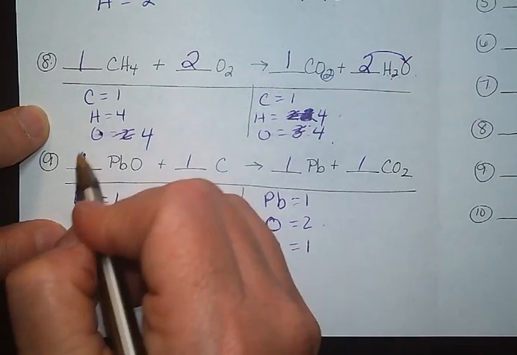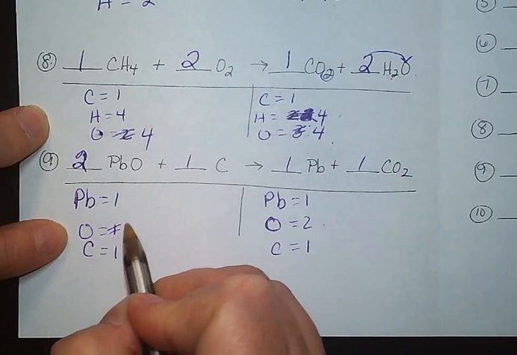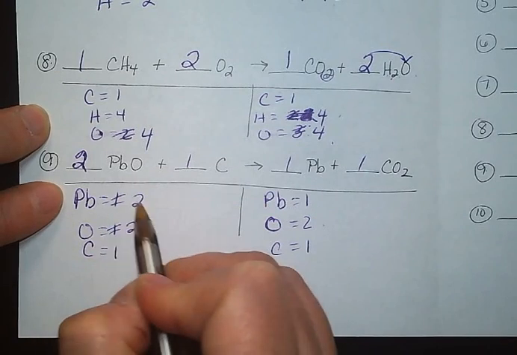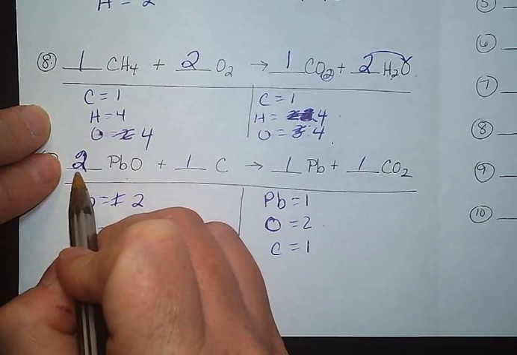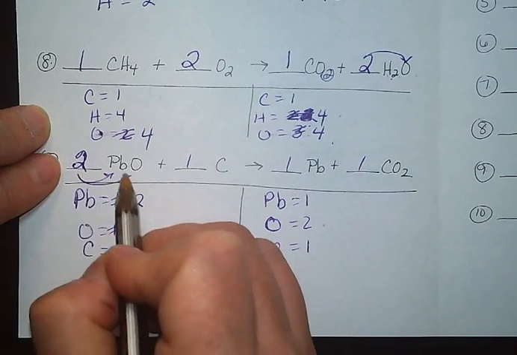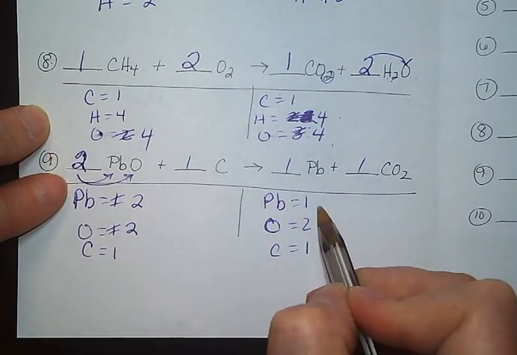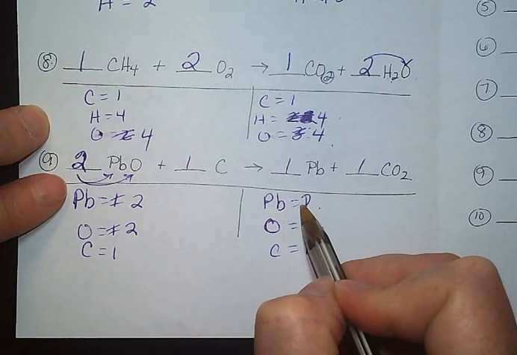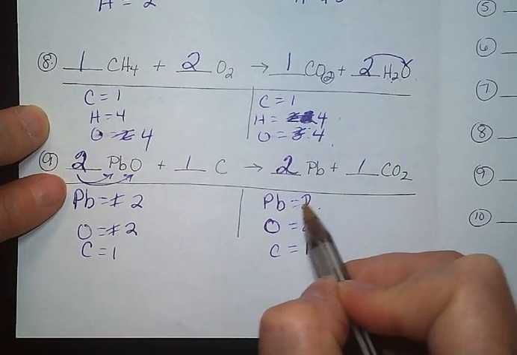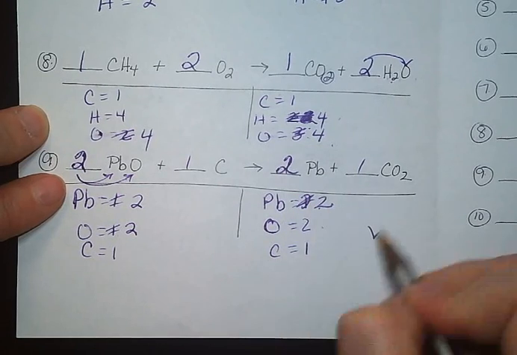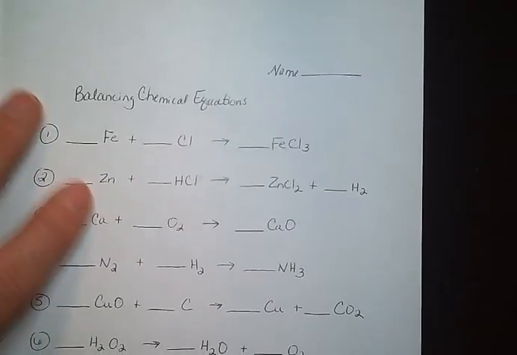So let's put a 2 here, and that becomes 2. However, it also changed my lead, because don't forget the 2 is applied to oxygen and to lead. So over here, I have to change this one to 2, which will change this one to 2. And now I'm balanced.